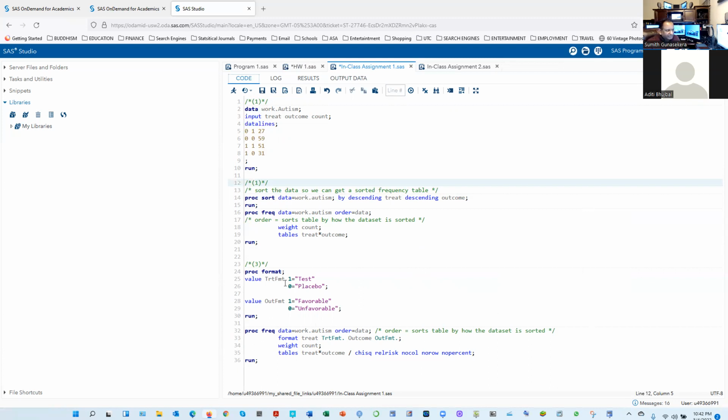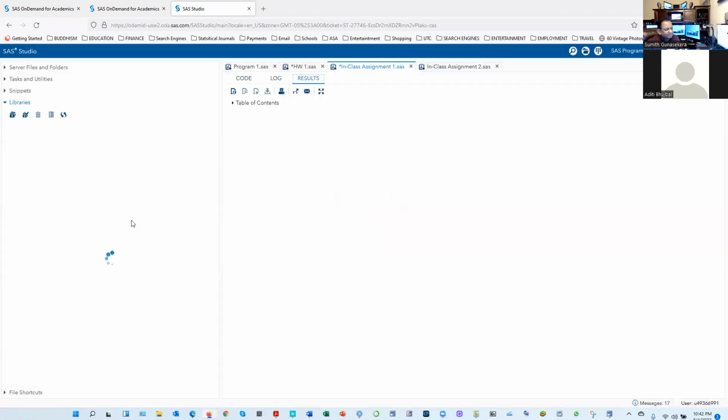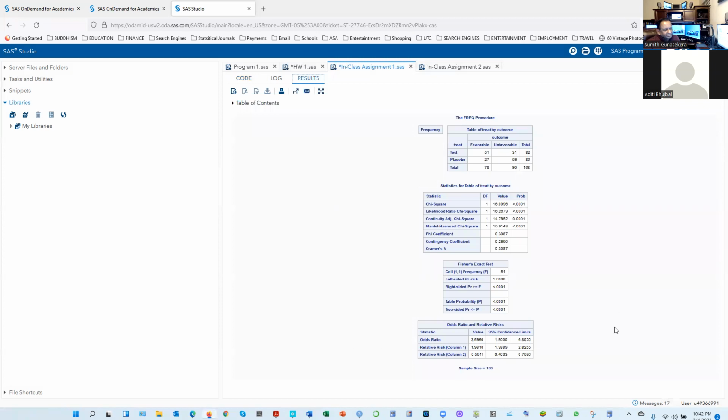Number 3, I just formatted this one in another way: test placebo, favorable or unfavorable, and then I'm going to run the chi-square test, relative risk, and no percentage and all kind of stuff. You have an odds ratio setting, you have a chi-square test. This one has its corresponding p-value. Don't go to this test yet. Go to the chi-square test.